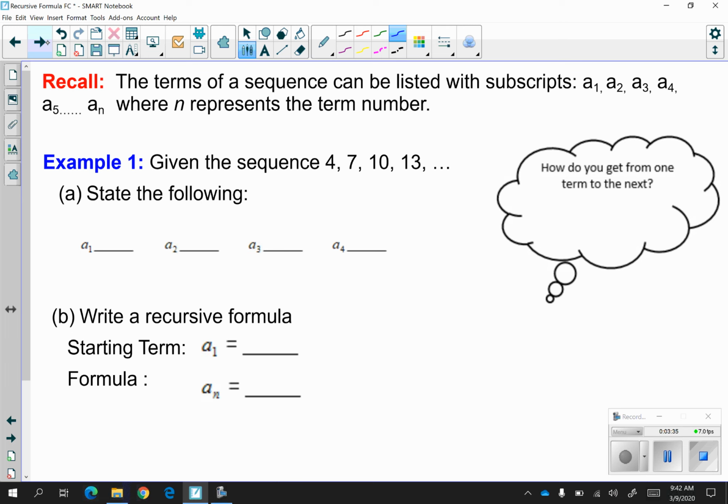So hopefully we remember that the terms of a sequence can be listed with subscripts, a sub 1, a sub 2, a sub 3, right, for all of the term numbers. So for example, 4, your first term, would be a sub 1. A sub 2, your second term, would be 7. Your third term would be 10, and your fourth term would be 13. So if you're trying to figure out the pattern here, you can see that to get from one to the next, you're adding 3 each time. So this is an arithmetic sequence.